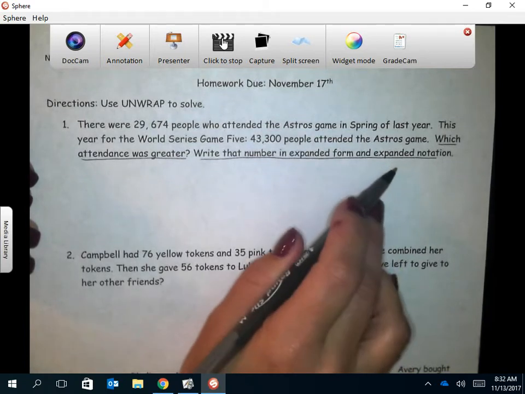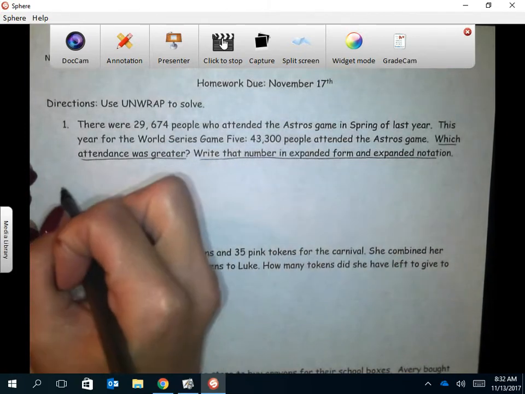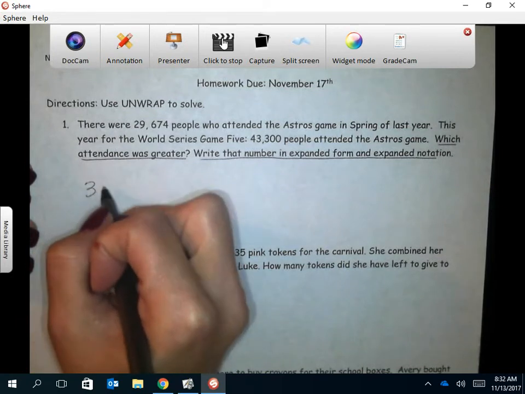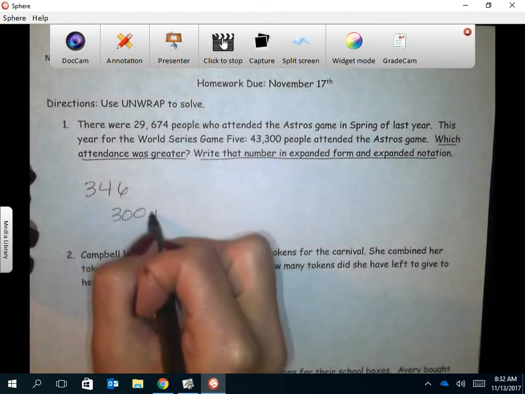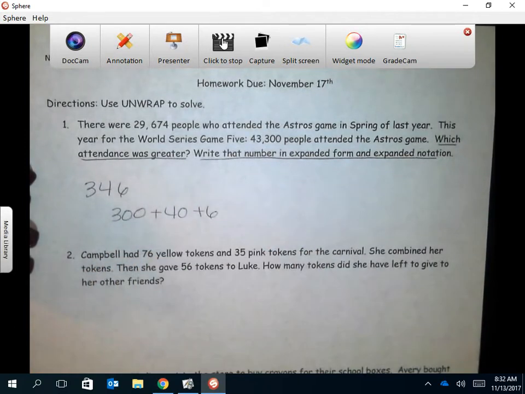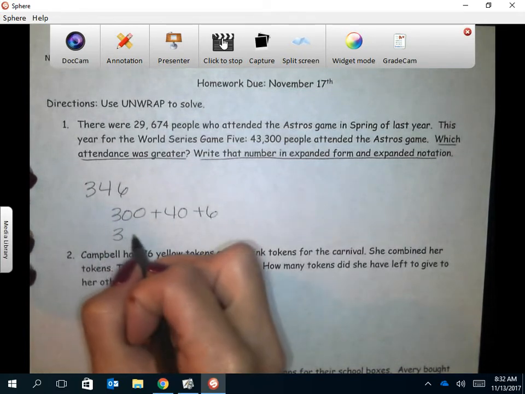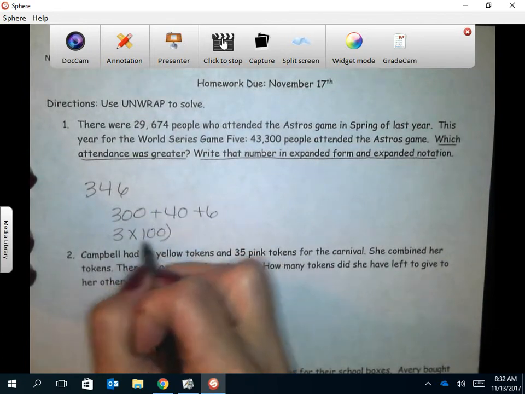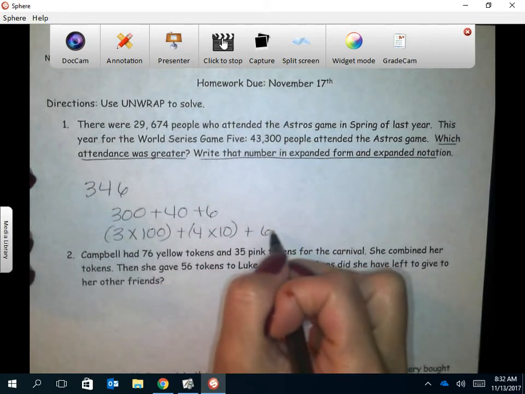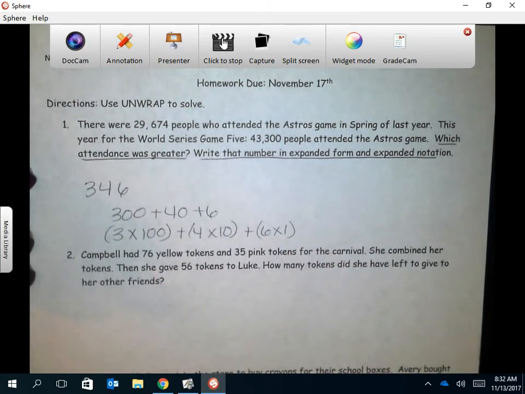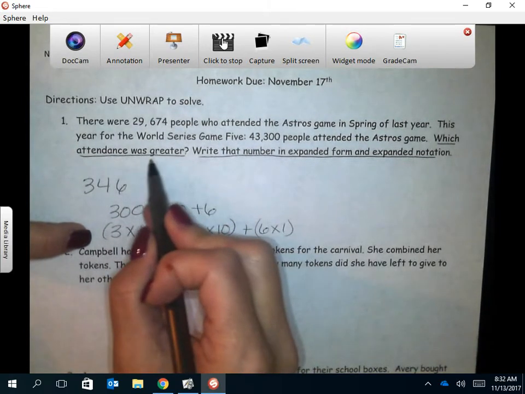Okay, remember the difference between the 2. Expanded form is simply the value. So for example, this is just an example, this is not part of the question, but if I had to write this number in expanded form, that's where you write the value of each digit. That's expanded form. But expanded notation would be if I wrote the number times the value. So that's, remember, expanded form, expanded notation. So you will do that for the number that was greater.